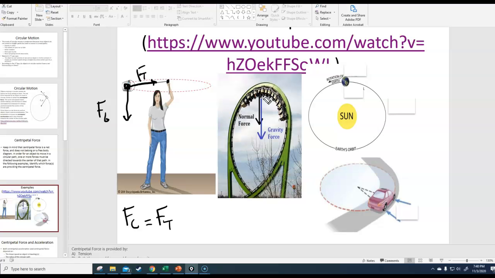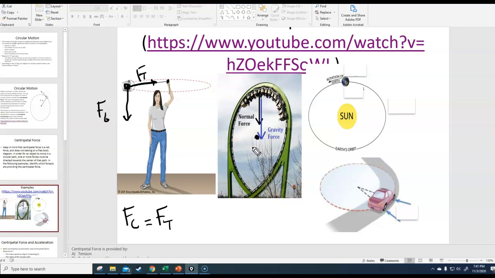Okay, take a look at the middle picture here. So here we have a roller coaster, and we don't have to draw an FBD because they've already drawn arrows representing the forces, which is nice. Here's the center of the circle, and again, we want to know which force or forces are providing the centripetal force. And so we want to focus on which of those forces are pointing towards the center of the circle.